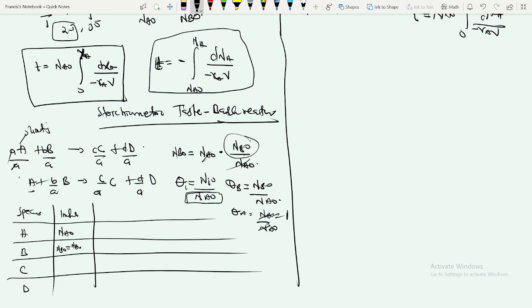Right? So realize that with our Nb naught that we have here, saying that it is Na naught times Nb naught over Na naught, this portion can be written as phi B, and we see that our Nb naught is equal to Na naught phi B. So we can just put Na naught phi B here.